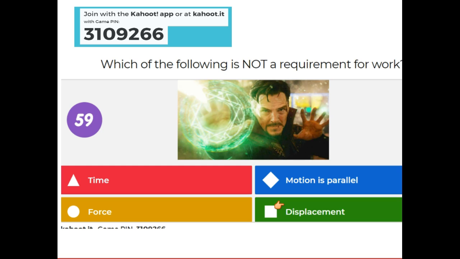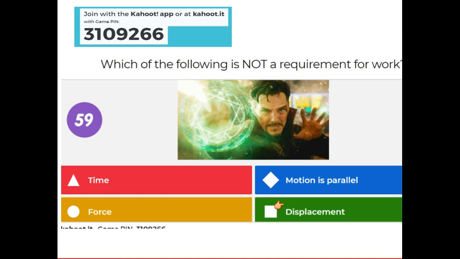Okay, Zoe, you can answer in a private chat. Okay, so I just opened up a private chat for you. Which of the following is not a requirement for work? Time, force, motion is parallel, or displacement? Go ahead and answer in your private chat. I know, marvel, right? Looking good. Okay, awesome, Ariana. Yes, Dalen, that's fine. I know.